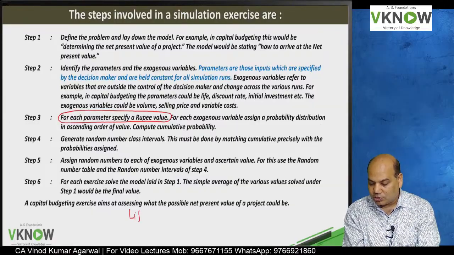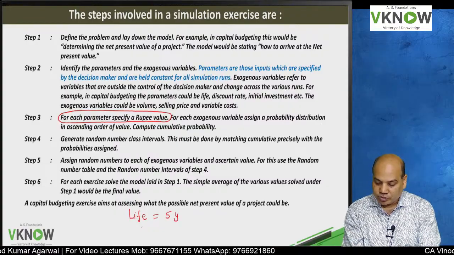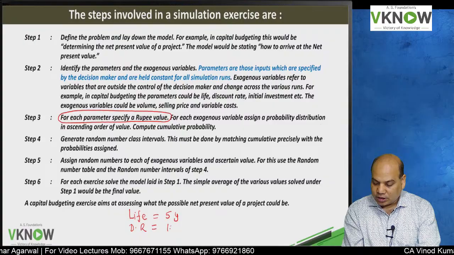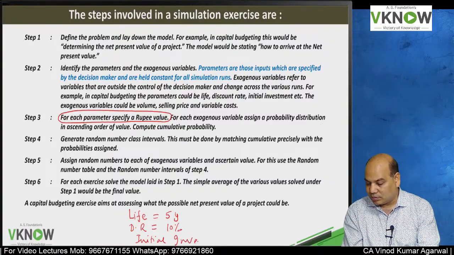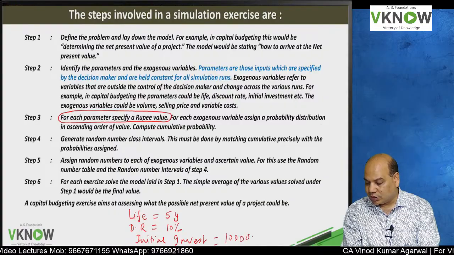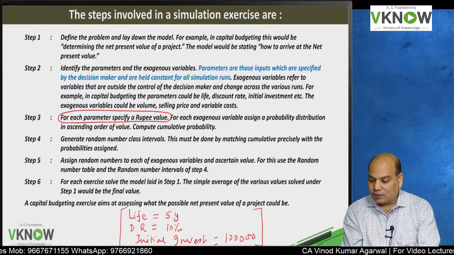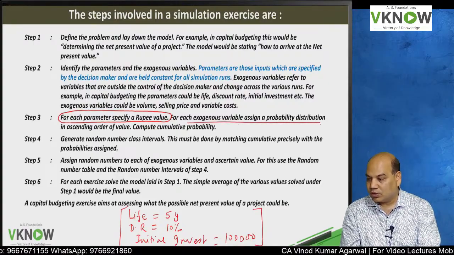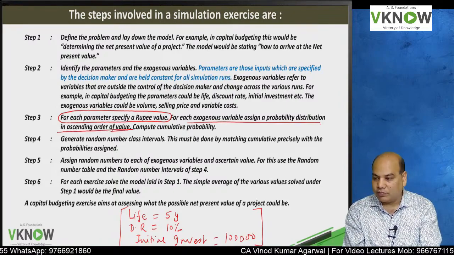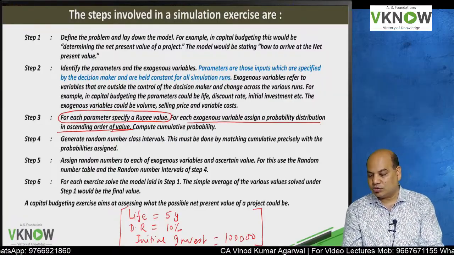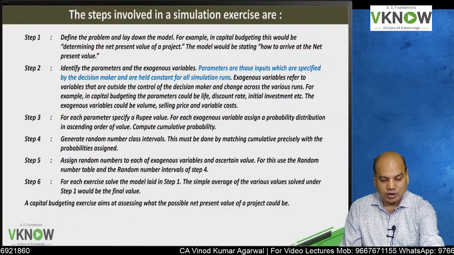For example, in our question, suppose we decide life is 5 years, fix it. We decide discount rate 10%, fix it. We decide initial investment 1 lakh, fix it. So this you have to lock, you don't have to change. But for exogenous variables, we have to assign a probability distribution in the ascending order of value, because exogenous variables can change.